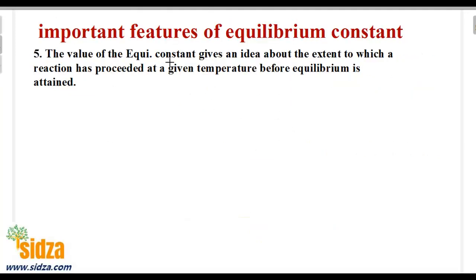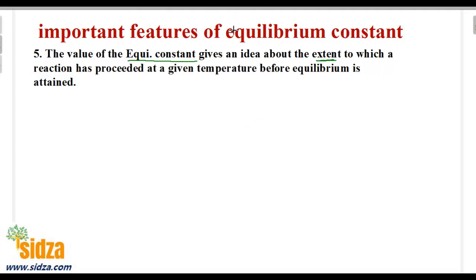And this equilibrium constant gives us the idea about the extent of the reaction. So the value of this equilibrium constant gives us an idea how far the reaction is towards the reactant side and the product side.